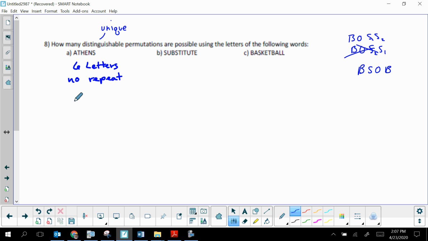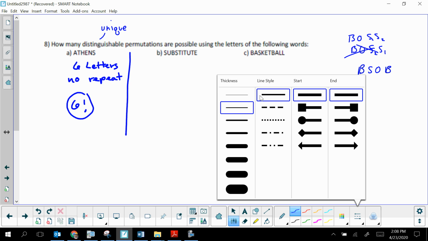Okay. We talked about, or some of the videos talked about, that if you're arranging everything in a group, you can use a factorial to figure out what that's going to be. So 6 factorial rearranges all of the 6 letters in the word Athens, and because all the letters are unique, those will all be unique permutations. Okay? If all the letters are not different, then here's a little trick that you can use to speed your process up.